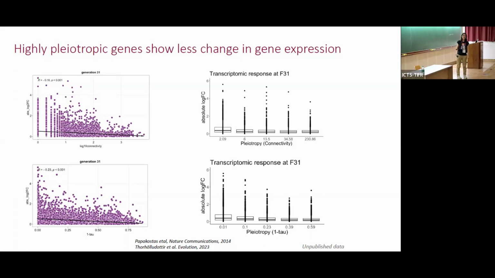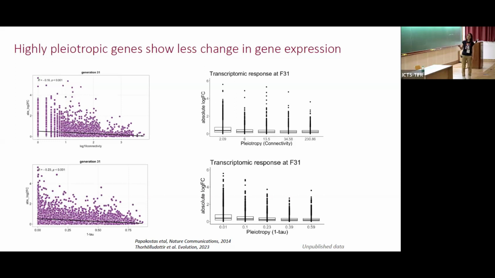And we can also use tissue specificity, meaning that those genes that are more pleiotropic are expressed in more tissues because they probably affect more traits. And when we look at these two measures, we see that the more pleiotropic our genes are, the less differentially expressed. And this is the same in either of these measurements, either we use degree of pleiotropy as connectivity or tissue specificity.